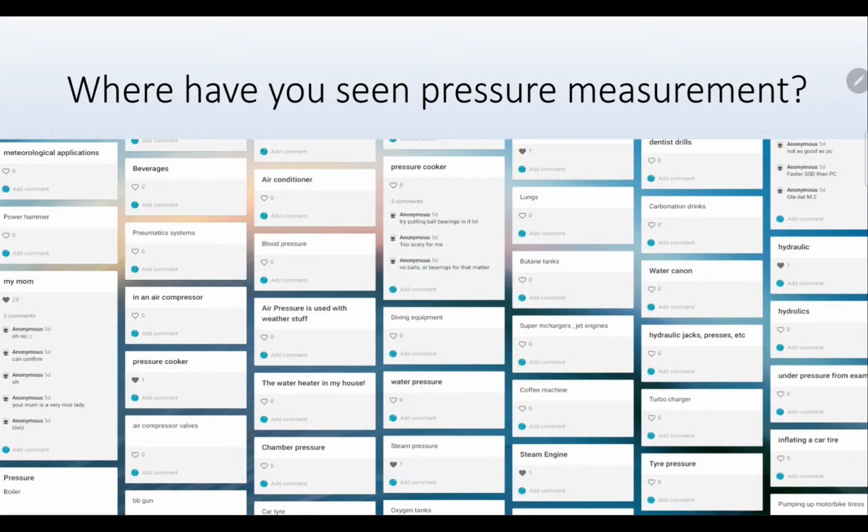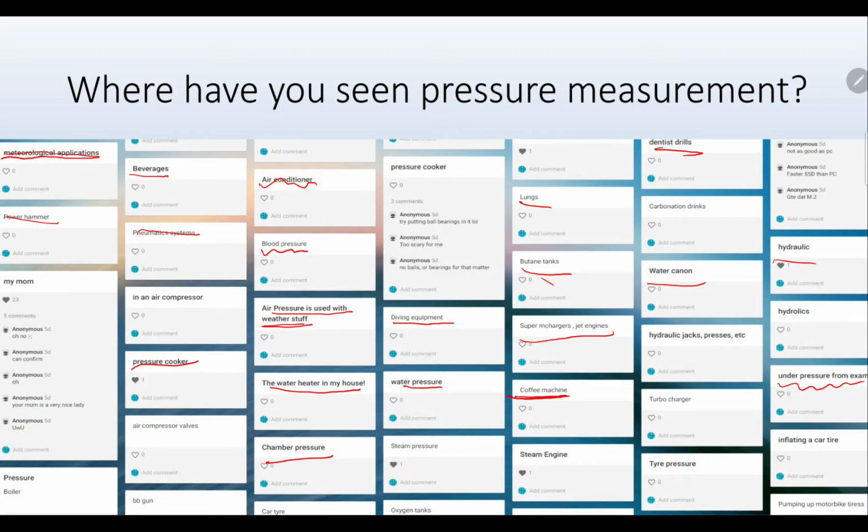In terms of measuring pressure, I asked a group of students where they have experienced pressure measurement. Some of the examples the students gave were really good, fantastic. Some of the things include beverages, meteorological applications, power hammer, pneumatic system, blood pressure. Bravo, we really have to measure that. Air conditioner, diving equipment, air pressure used with weather, pressure cooker, water heater in my house, water pressure, coffee machine, jet engines, butane tanks, lungs, water cannon, dentist drills, hydraulics, and under pressure from exams. That was really nice, huh?